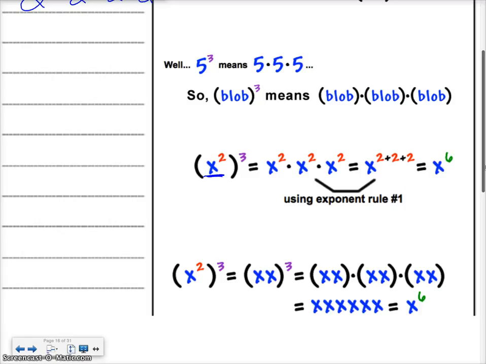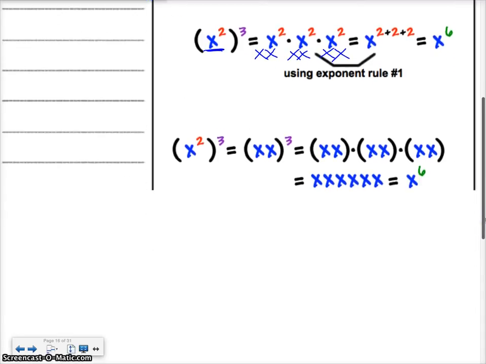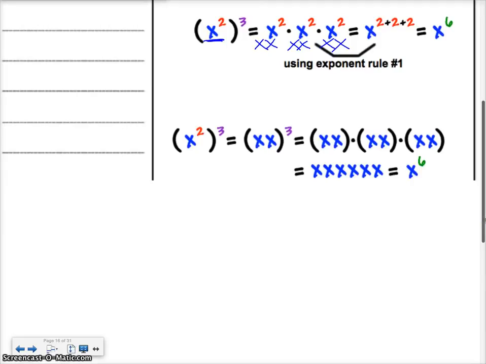Which really means now we can apply our multiplication property. This is really 2 x's and 2 x's and 2 x's, so we can add them. x to the 2 plus 2 plus 2, which is x to the 6th. So x squared cubed is really 2 x's cubed. It's 2 x's times 2 x's times 2 x's, which is 6 x's.